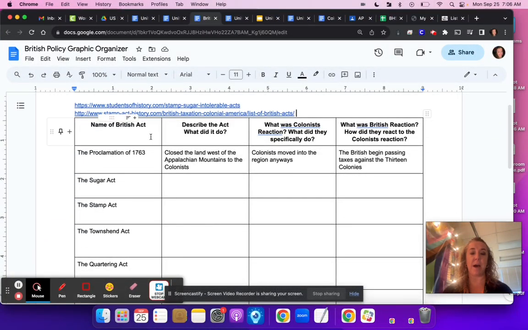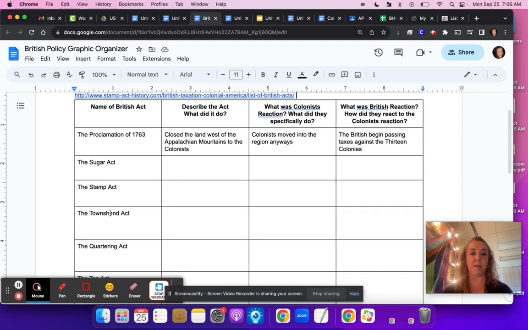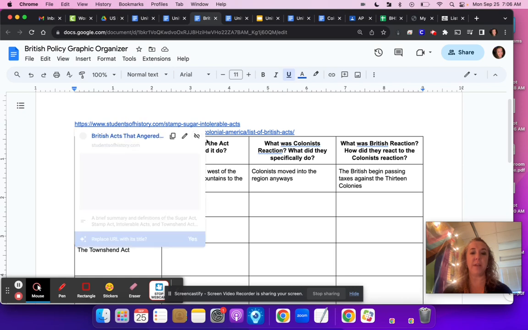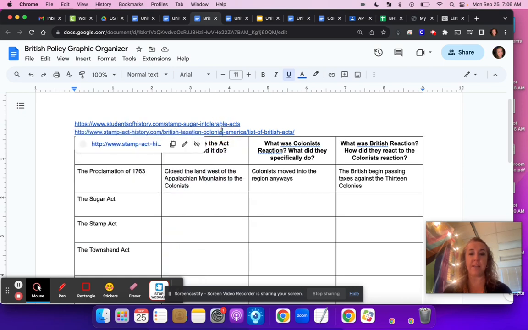Okay, so I filled out, these are all the different laws that are passed by the colonists. You're going to tell me what it did, how did the colonists react, and how did the British react. Okay, so you have a couple of links here to help you find this information. Okay, that is your other must do before you're ready for your mastery check.